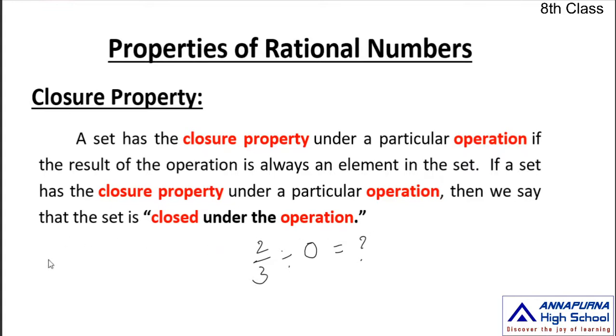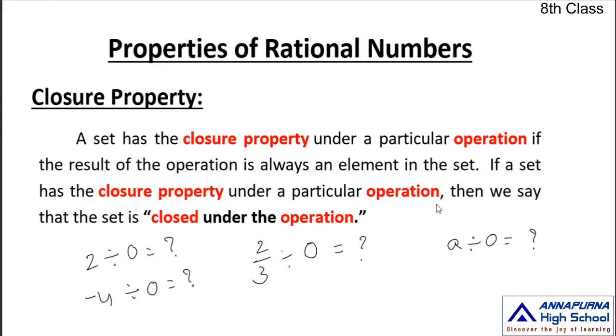Not only a rational number. Instead of that, let us take one integer, 2 divided by 0. What is your answer? Minus 4 divided by 0. What is your answer? A divided by 0. What is your answer? Is it possible to divide any number by 0? It is not possible. So in this case, what is your answer? That means when you are dividing a number by 0, what is your answer?